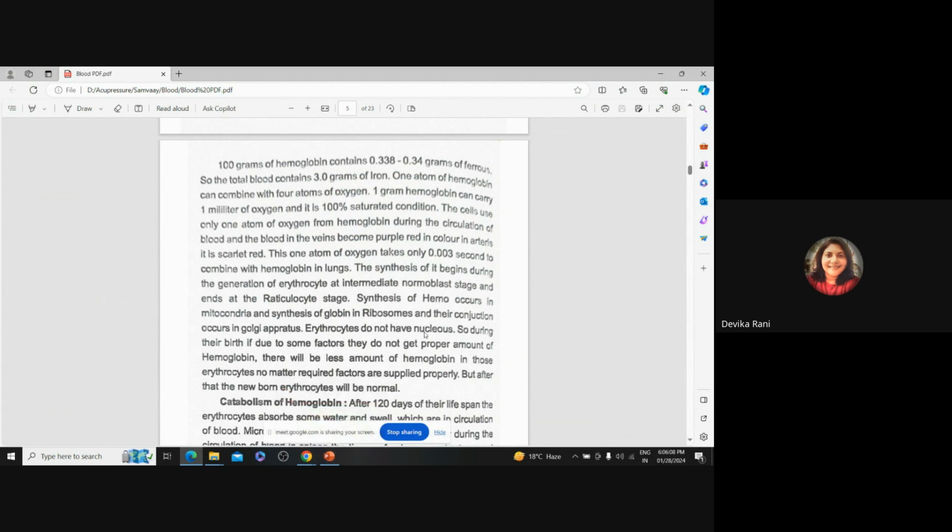So erythrocytes do not have a nucleus. During birth, due to some factors, they do not get the proper amount of hemoglobin. There will be less hemoglobin in those erythrocytes, even if the required factors are supplied properly. But after that, the newborn erythrocytes will be normal.